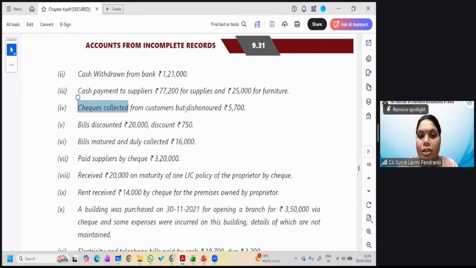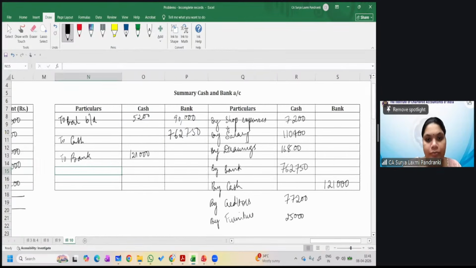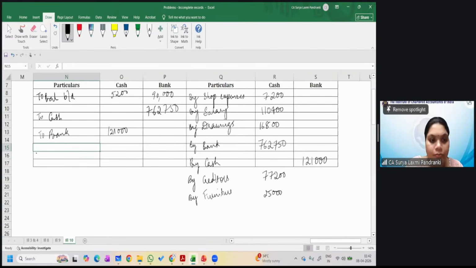Checks collected from customer but dishonored. This we already discussed. Checks collected from customers means the amount is received. When the amount is received, where will you write? Ma'am, to sundry debtors. Bank column. So for debtors, I will have to write how much it is.